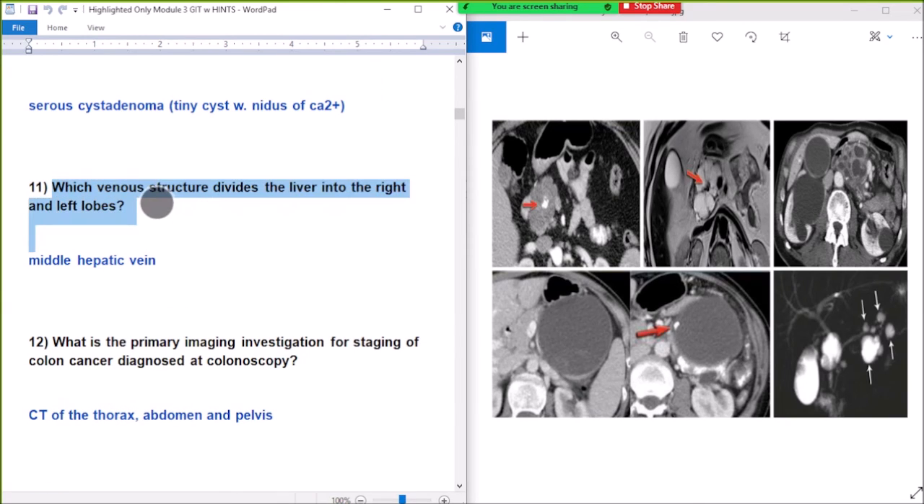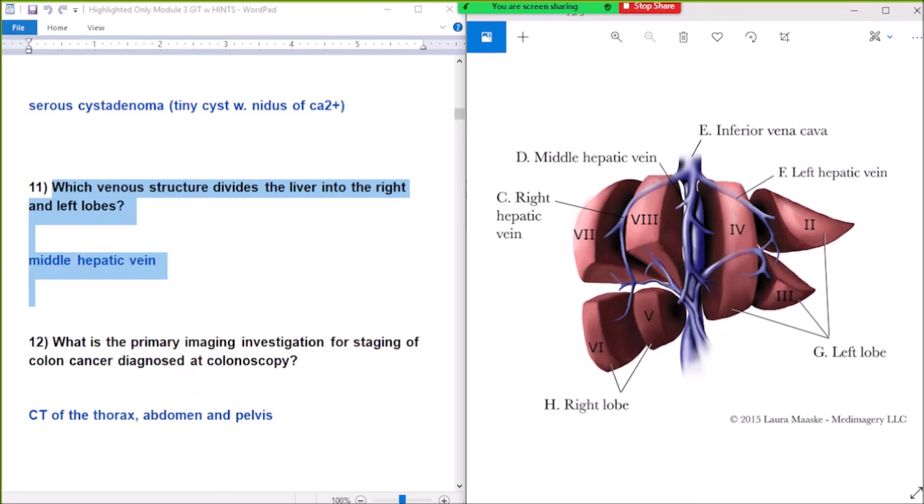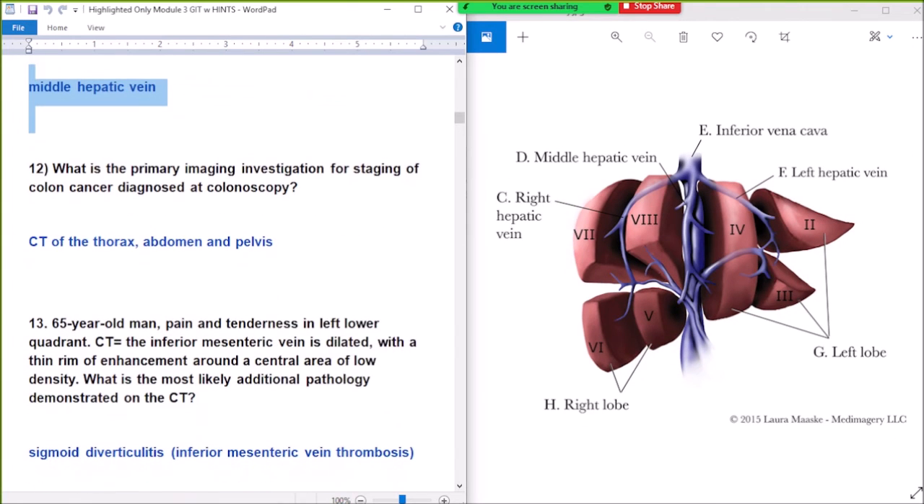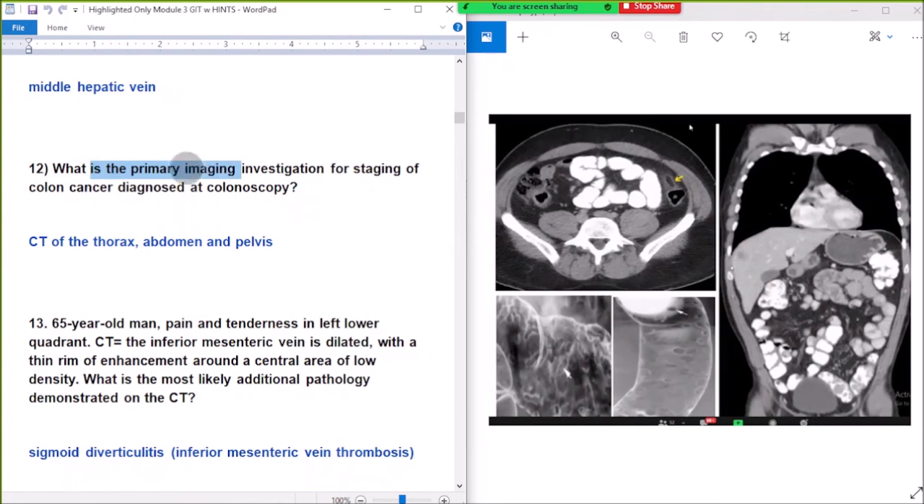Question 11. Which venous structure divides the liver into right and left hepatic lobes? Right hepatic lobe, left hepatic lobe. Middle hepatic vein divides the liver into right and left hepatic lobes. Question number 12. What is the primary imaging investigation for staging of colon cancer diagnosed with colonoscopy? CT of the thorax, abdomen, and pelvis. These colon cancers can spread to the thorax, abdomen, or pelvis. The primary imaging investigation for staging colon cancer is CT scan of thorax, abdomen, and pelvis.